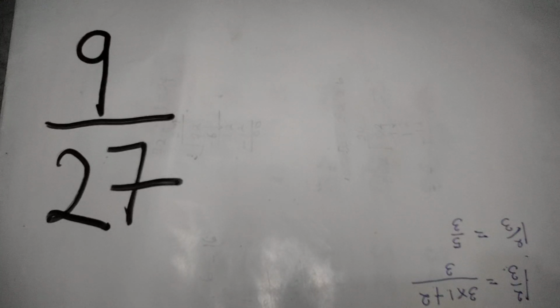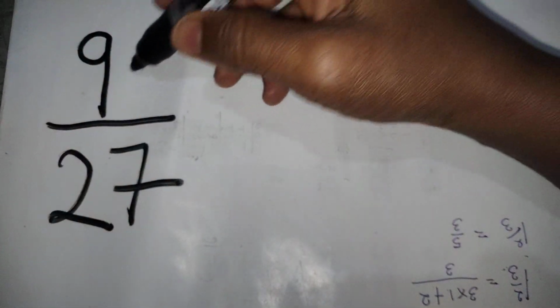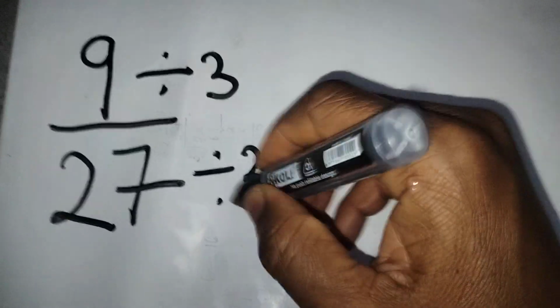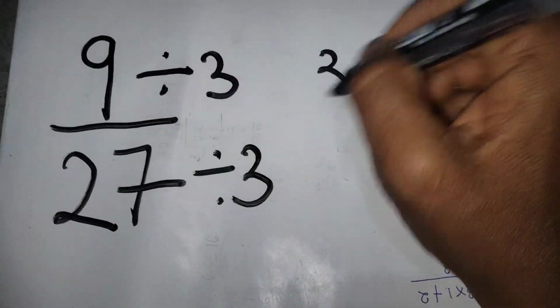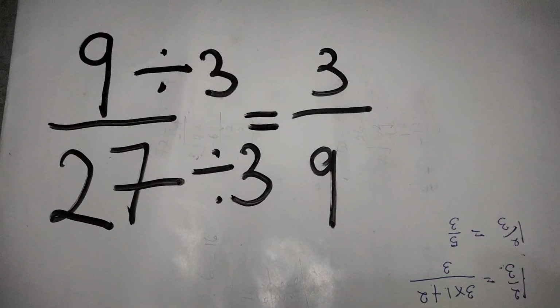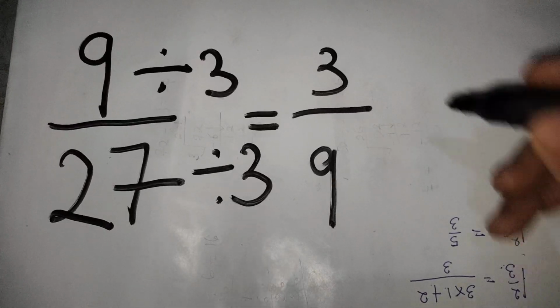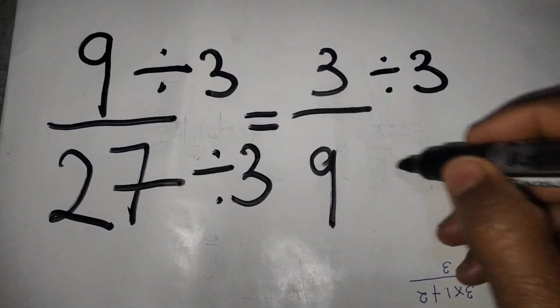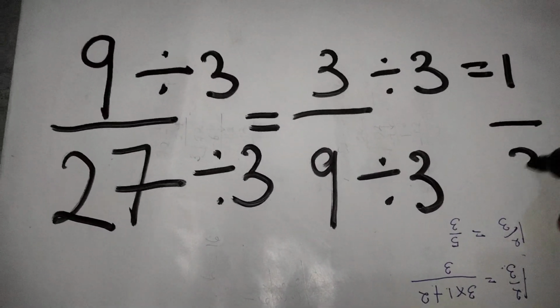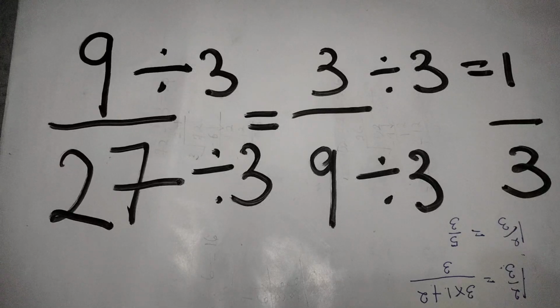Now, 9 divided by 3, and 27 divided by 3, my answer will give me 3 over 9. That's done. To break this down further, I can still go again by 3, dividing this again by 3, my answer would give me 1 over 3. So I've simplified the fraction 9 over 27 to the end point. It has given me 1 over 3.